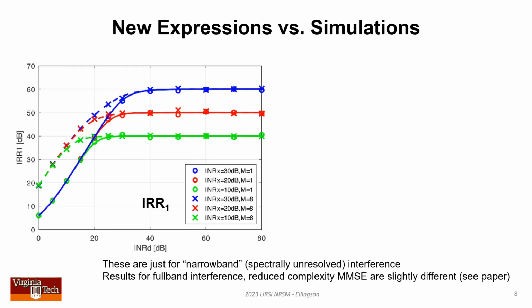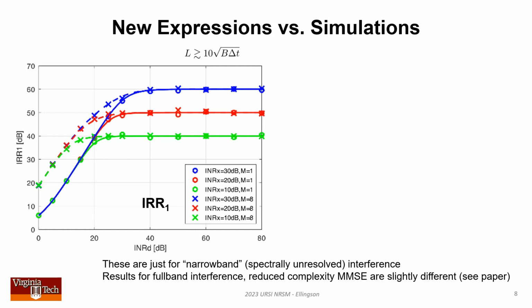Here are the results for IRR1 plotted as a function of reference signal INR. The colors indicate different values of input INR. The markers are the results from simulations, and fortunately the agreement is very good. The key thing to note here is that there are two domains of performance, and where you want to be is on the right of this plot, where the IRR is independent of reference signal INR.